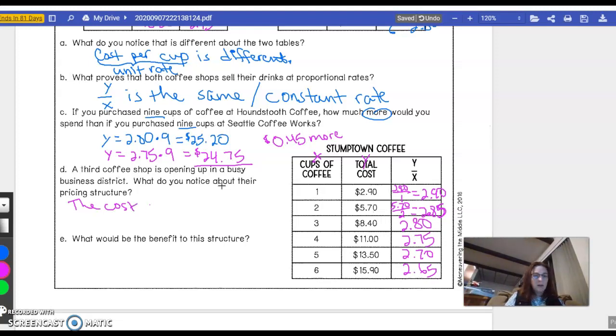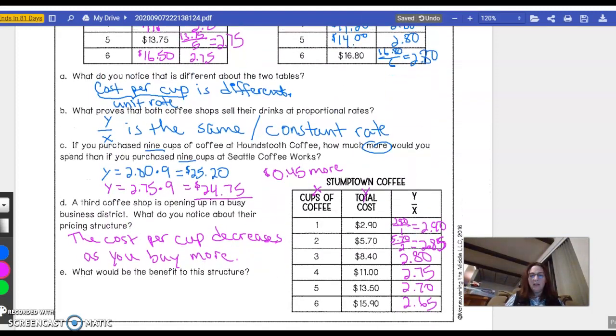So the cost per cup decreases as you purchase more. I'll just say buy, it's shorter. Okay, so the more you buy, the less you're paying per cup of coffee. So what's the benefit to this? Well, let's take a look at this.